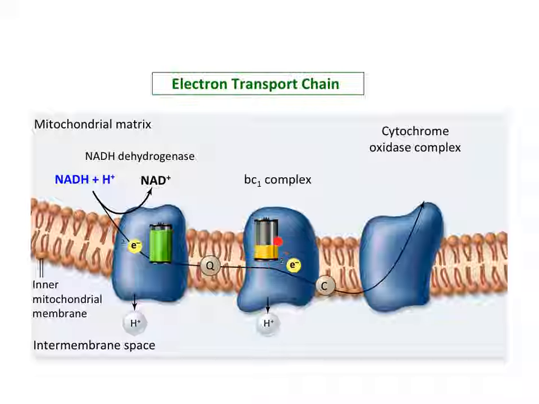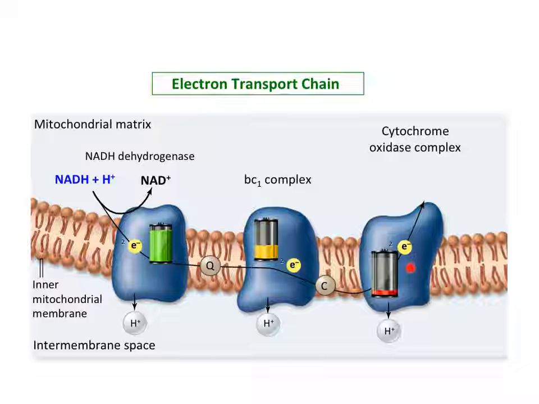Now the electrons have less energy than what they had originally because the energy was already used by the first protein. So they have a little bit less energy, but this BC1 complex is able to use the energy in those electrons to pump another proton. So again, using active transport, it's moving a proton from low concentration here into high concentration in the intermembrane space. And finally, the electron is transferred to the last protein in the electron transport chain.